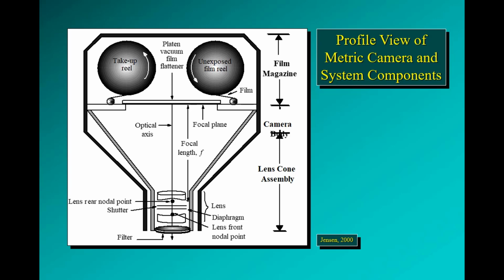So all of this is contained within that upper portion of the camera system there, what we call the film magazine. We also see in the lower portion of this figure the lens cone assembly, and that contains components such as our multi-element lens, the diaphragm, the filter, so on and so forth. And the shutter system. We also see the lens rear nodal point, and if we measure from that to the focal plane, again, that is our focal length. We also see the optical axis of our camera system denoted there. And also note the filter, again, that is placed in front of our lens system.